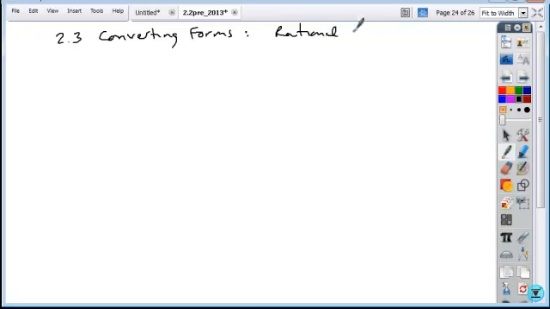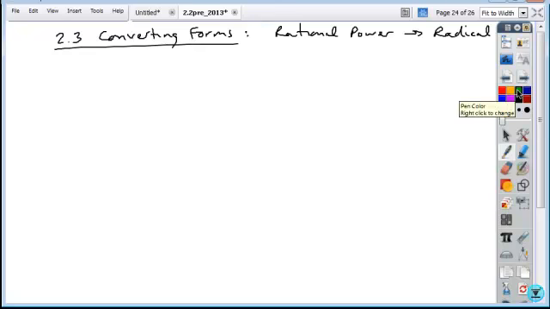Okay, so now what if we want to go from a rational power into the radical form? Like I had said, there's only one concept here. You have to be able to do it in each direction. So if we started with a rational power, a to the power of m over n, you need to be able to put it back into its radical form.